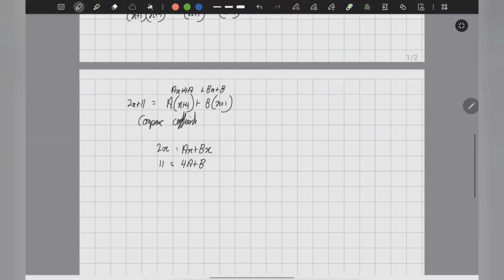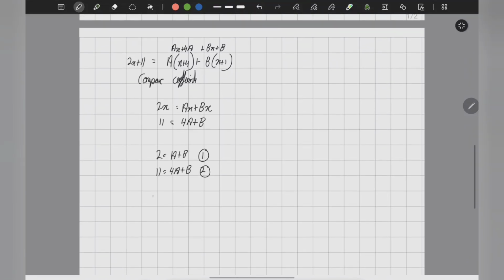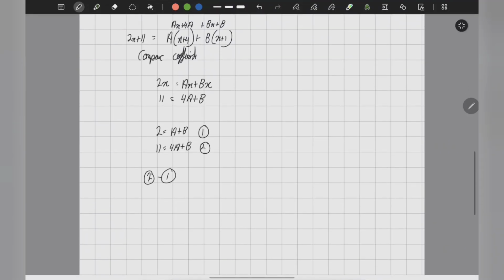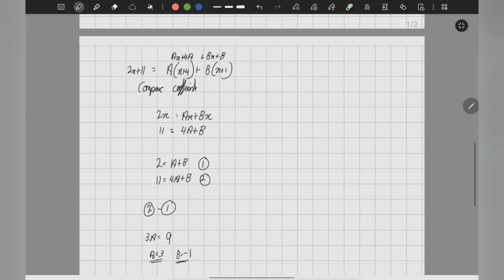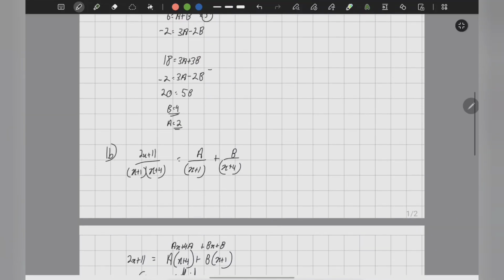So then we can solve these simultaneously. If I write this out again without the x's, 2 equals a plus b and 11 equals 4a plus b. If I call this 1 and 2, we can do 2 minus 1. So we would just get 3a is equal to 9. So a is 3. And if a is 3, then b must be minus 1 to make a plus b equal to 2. So we can also check this if we go back. So a is 3, b is minus 1.